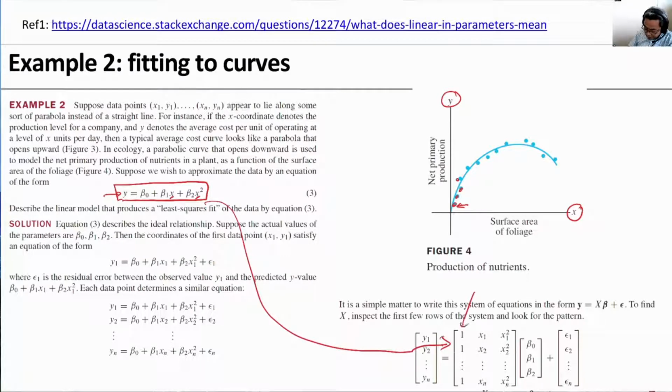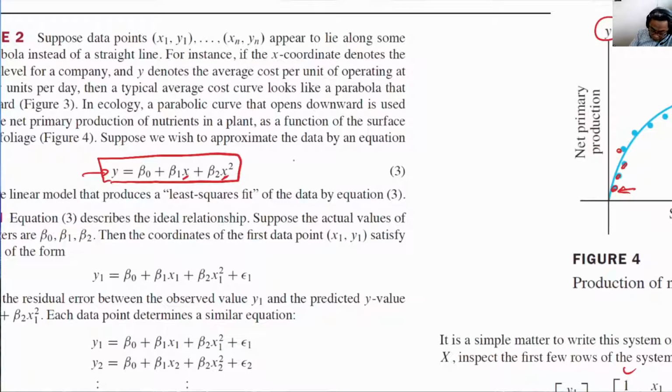The first column represents 1 times beta 0. The second column is x1, beta 1 times x1. The third column is beta 2 times x1 squared, for the first entry, y1. What about the second entry? Well, if you plug in this equation, the second entry would look like y2 equals beta 0 plus beta 1 x2 plus beta 2 x2 squared.